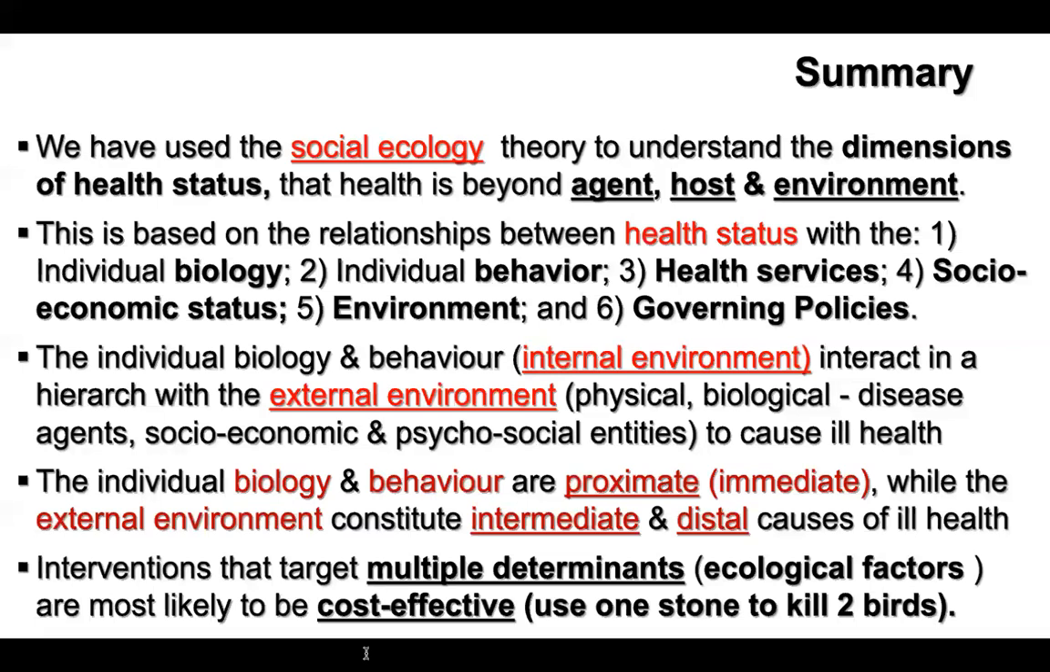But individual behaviors and individual biology, how that interacts with these other three components determines the health outcome. Individual biology and individual behaviors, well, these are internal environments. They interact with external environment, which is physical, biological, disease agents, and all these things. Individual biology and behaviors are much more immediate causes. As I've given you in the example of the person who was hit by a car, most of the people were thinking about bleeding tendencies. Let's say that guy who was hit by a car had a bleeding tendency and had a very small cut in their body, but that cut could not heal. It could not clot the blood. So they kept bleeding unnecessarily, even if the accident was small.